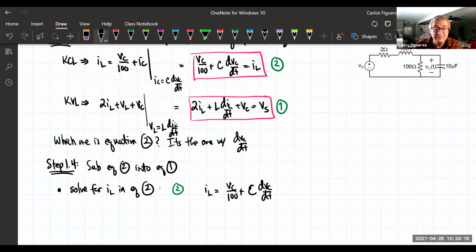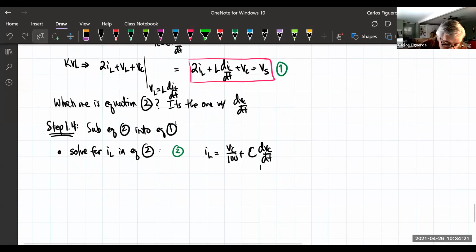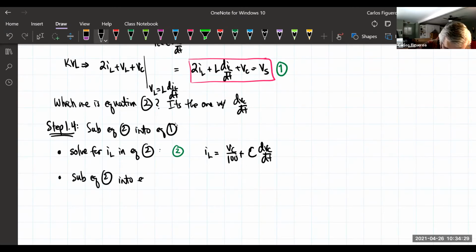So I now have it in the right form. Now the thing that I'm going to do here is substitute equation 2 into equation 1. So if I look at equation 1, what do I see here? Well, you could see that my equation reads like this: 2 IL plus L di/dt plus VC. And now I got to substitute this in here.